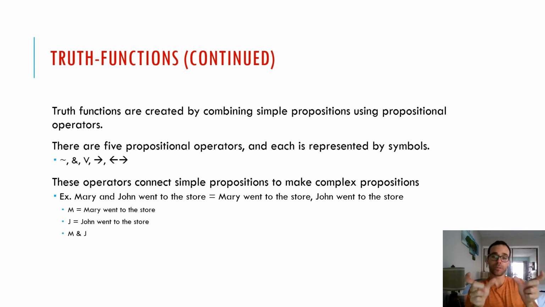So with these 2 simple propositions, we can combine them into a complex proposition using the ampersand conjunctive symbol. So if we were to view Mary went to the store as M, and we were to view John went to the store as J, we could represent the entire complex proposition as M & J. So I can read this bottom equation by saying Mary and John went to the store, noting that this is a complex proposition made up of the 2 simple propositions, Mary went to the store, John went to the store.